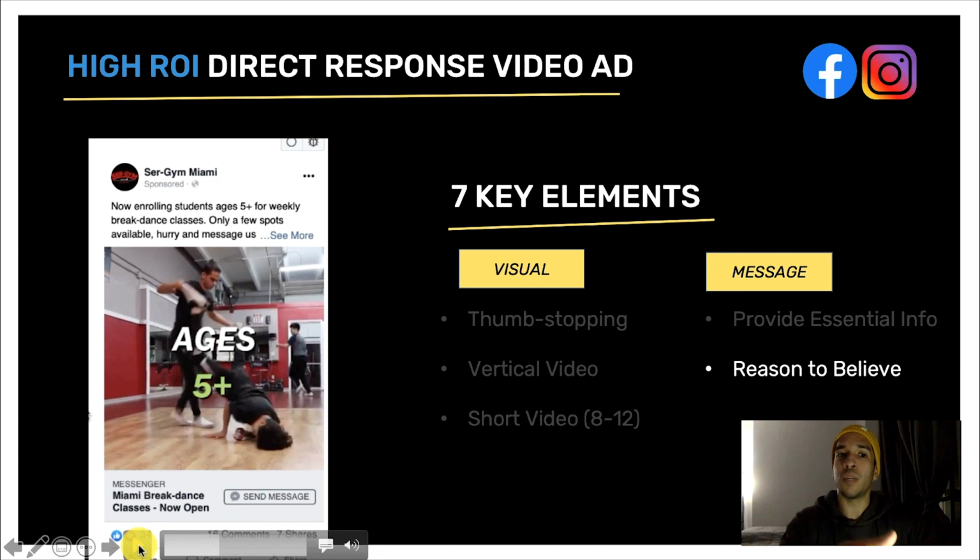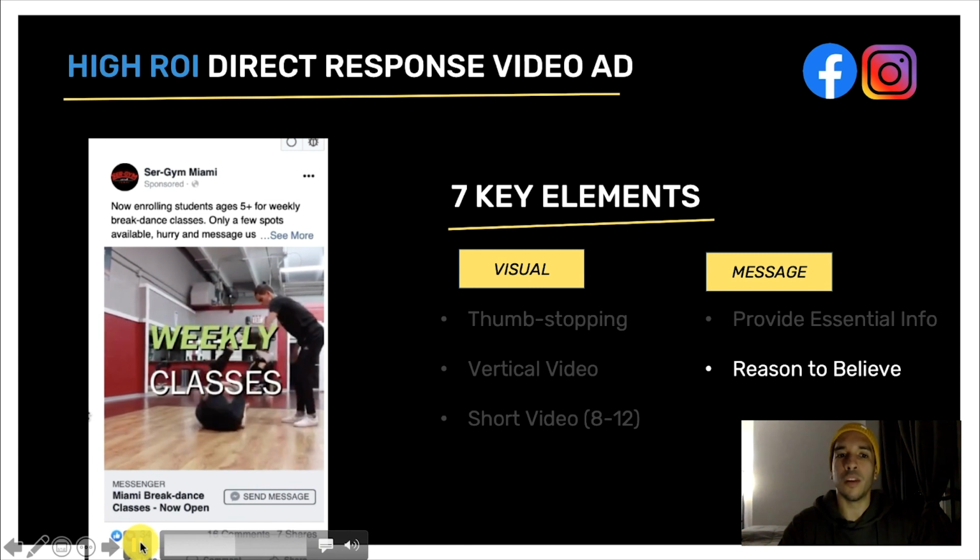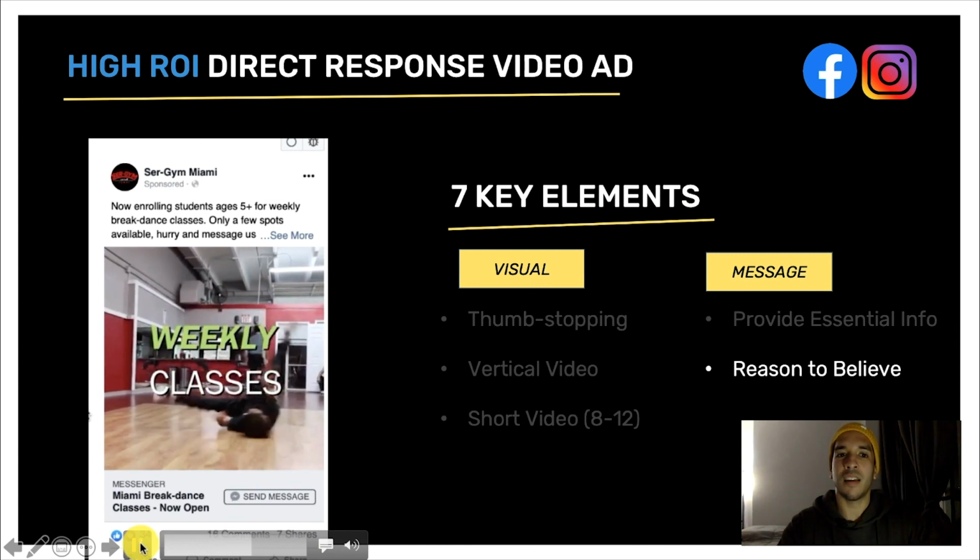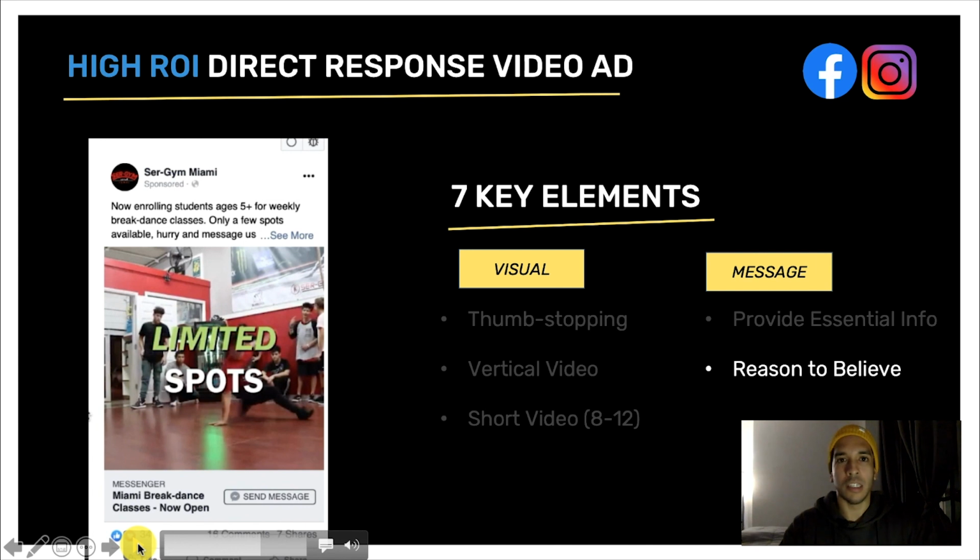The second part is there's a shot right here where we actually see my buddy showing someone how to do a move. So this meets the criteria of the logic. Can these people actually provide this service?